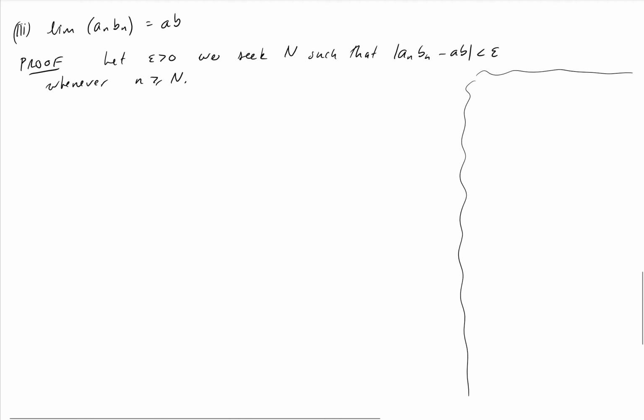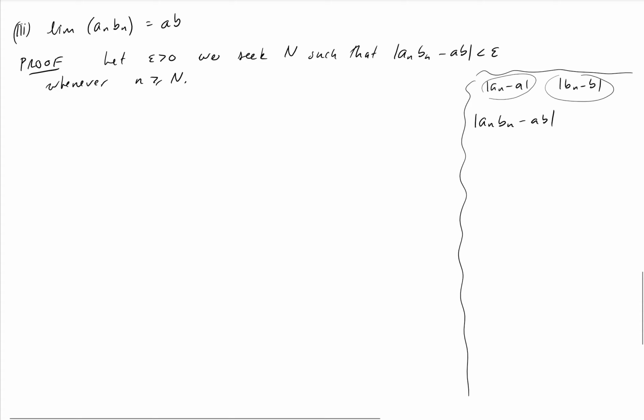Right, this one's a wee bit trickier. Just like before, we know that we want to produce an an minus a and a bn minus b, because we can control how big these things are. So we want to take our expression here, sorry, an bn minus ab, and somehow extract the absolute value of an minus a and the absolute value of bn minus b here, because we can't do anything until we've got these, because these are the pieces that we can actually control the size of. So how do we do that?